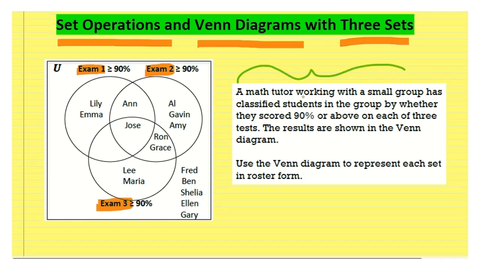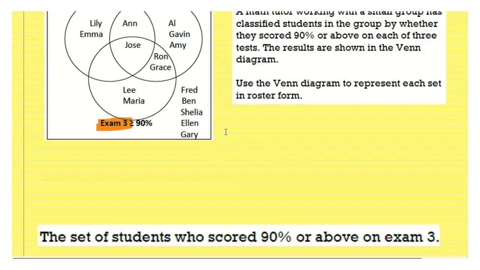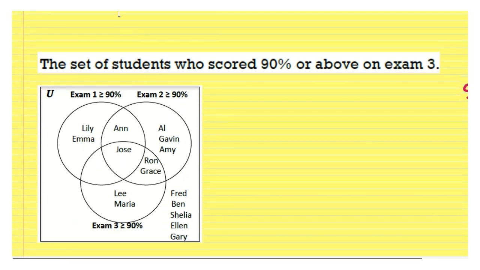A math tutor working with a small group has classified students in the group by whether they scored 90% or above on each of the three tests. The results are shown in the Venn diagram. Use the Venn diagram to represent each set in roster form. So let's go to the first statement that they want us to represent.